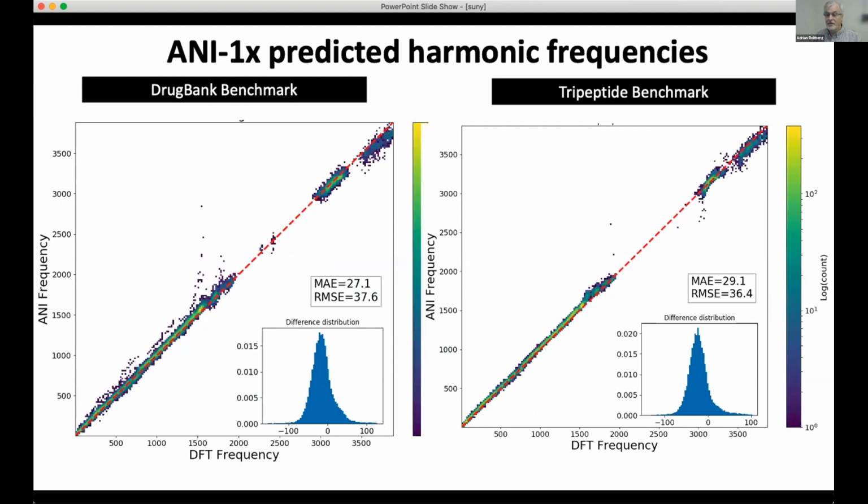We can do frequencies, right? We can do the second derivative of the energy, the Hessian, and you can get, for some drug molecules and some tripeptides, predicted versus DFT. We get errors that are similar to what you get from DFT to experiment, 20 to 30 wave numbers, right? Again, we're refining this continuously, but the idea is that we train to the energy and we can predict the first derivative of that very accurately and the second derivative very accurately, which was unexpected to me.